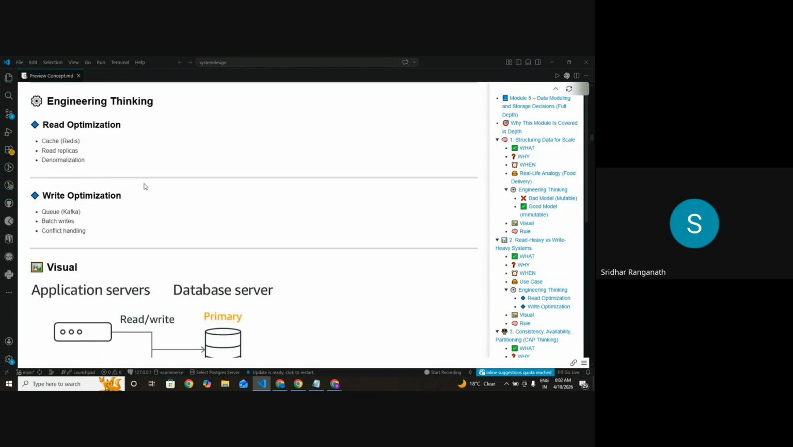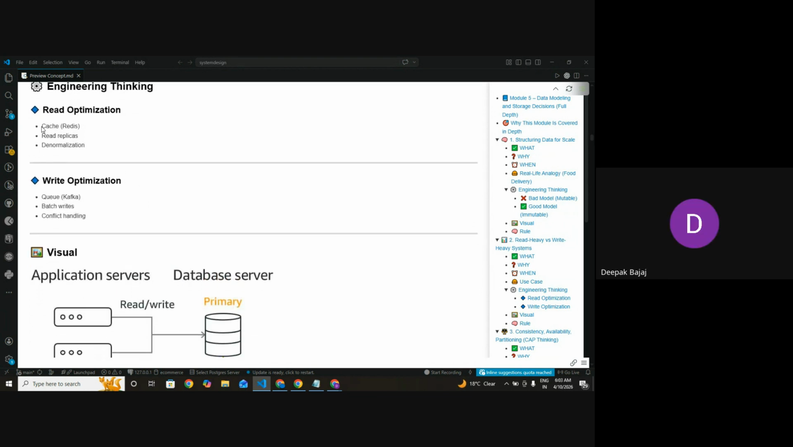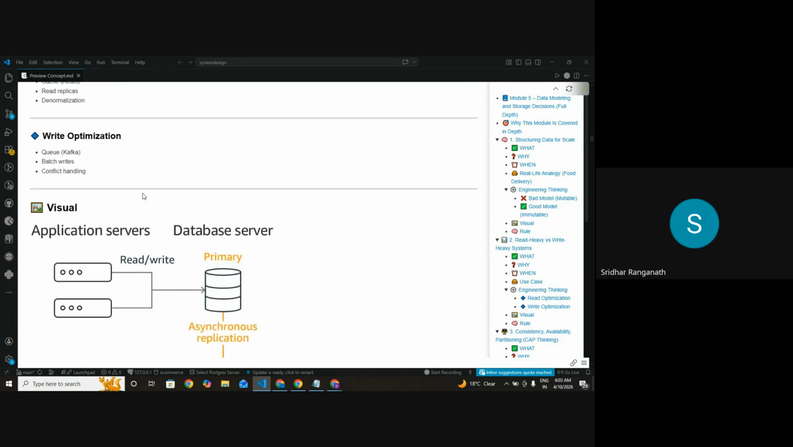Engineering thinking: read optimization with cache, Redis, read replicas, and denormalization. Generally, we speak about normalization, but at times we need denormalization also.